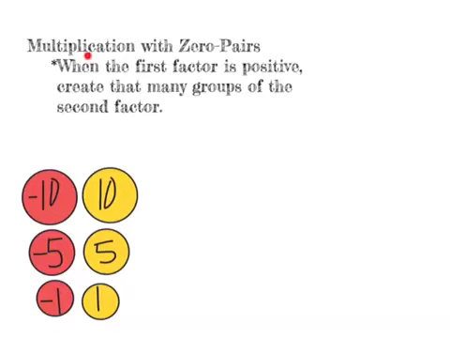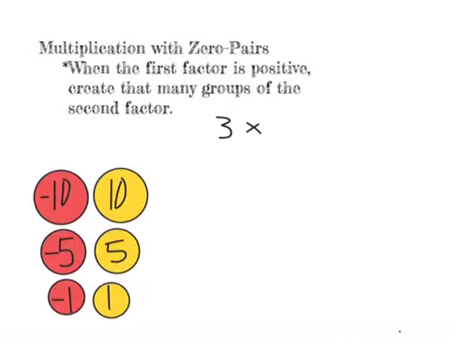Today we're going to cover multiplication with zero pairs. We're going to cover two rules today, but before we get into the rules, quick note about multiplication. Starting now, we're not going to use the traditional x to show multiplication anymore. The reason why is because when you get into algebra, x is going to be used as a variable in a lot of different equations.